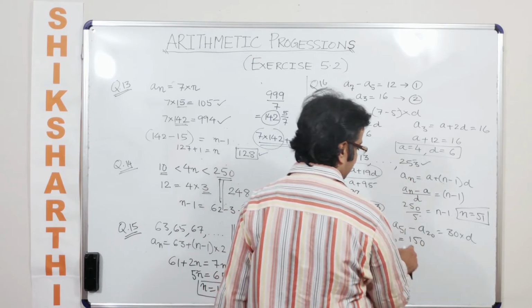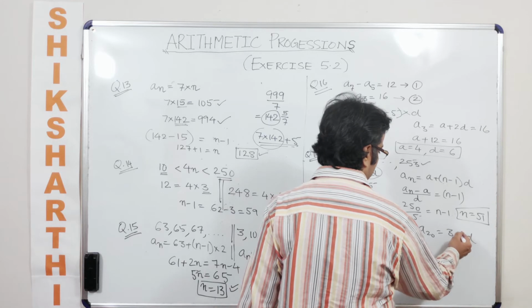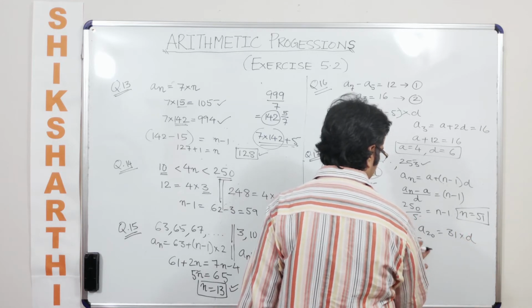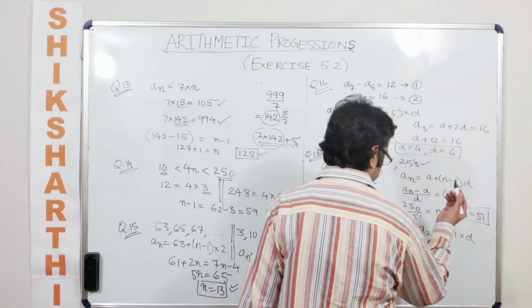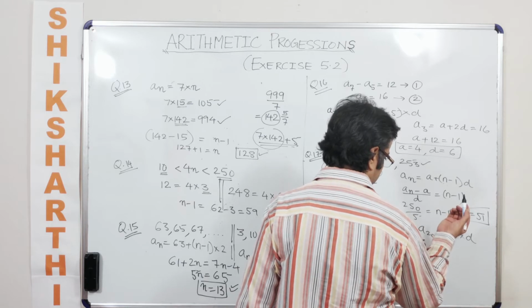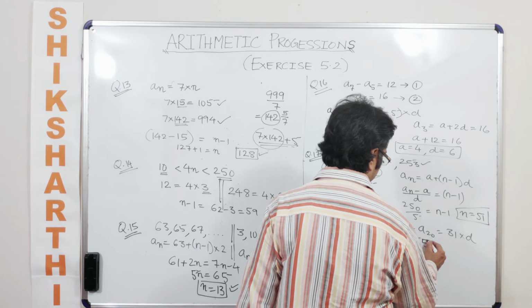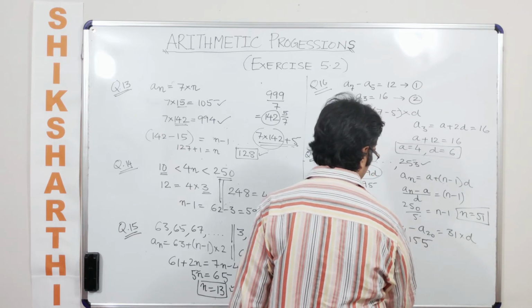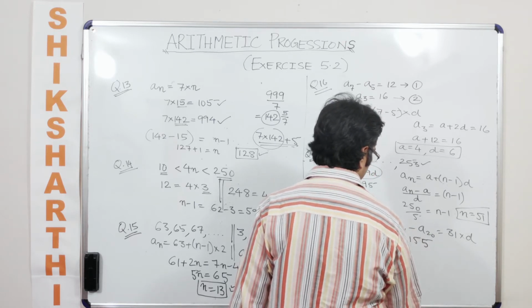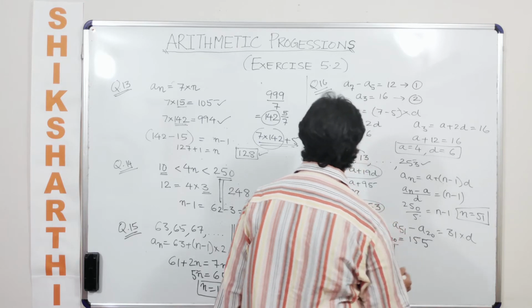The last term here is the 50th term. So this will be how much? 31 into 5, so this comes out to be 153. This comes out to be 155. The moment you solve this, you get the value of the 20th term as 98. I hope you understood this question.